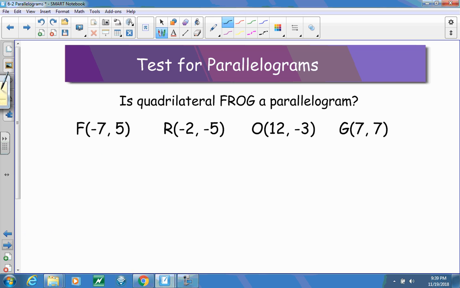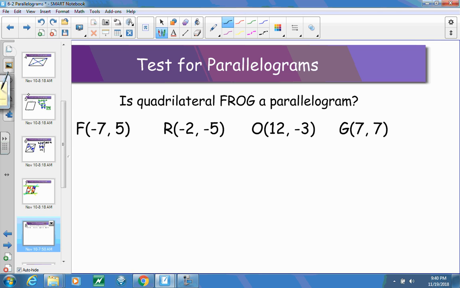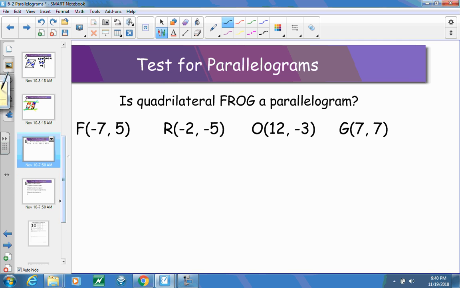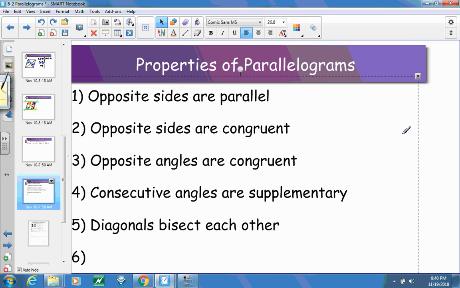All right, so next we're going to get into an area where we're going to be proving whether a quadrilateral is a parallelogram or not. Not necessarily in the form of a two-column proof, but just using some algebra to show it. And so here we're going to be looking at, is quadrilateral FROG a parallelogram? Actually, hold on, I'm going to do this first, sorry.